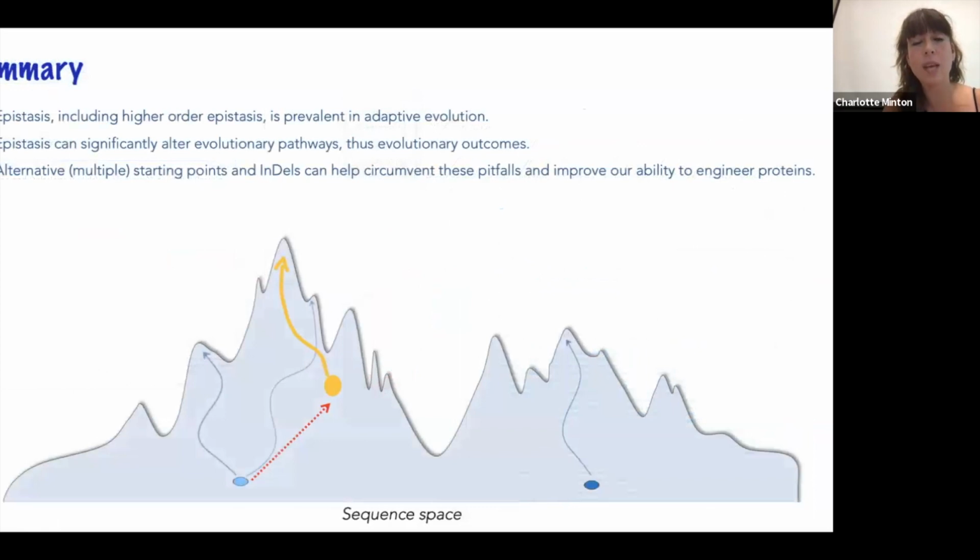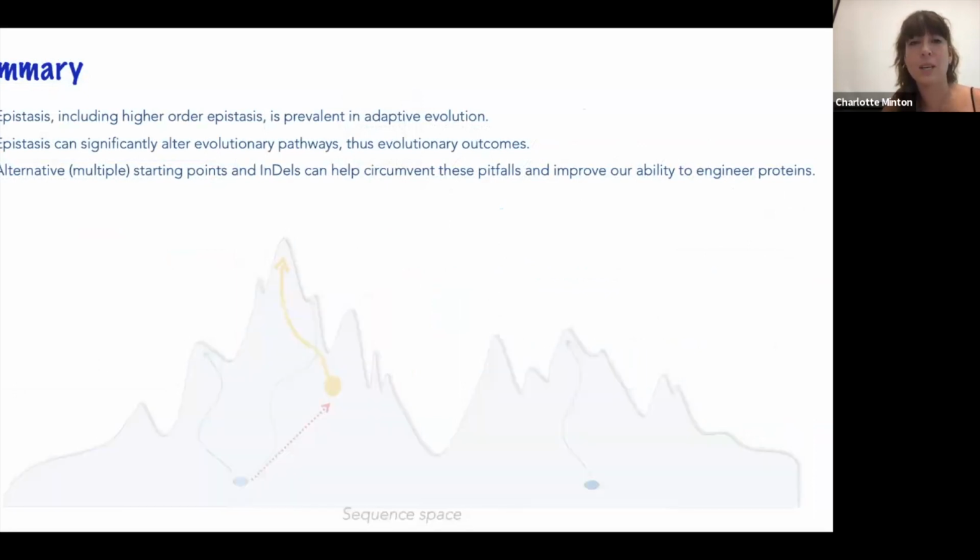And yeah, I hope I convinced you that epistasis and higher order epistasis is prevalent, that it can influence evolutionary pathways and outcome, and that perhaps there are other ways to circumvent these pitfalls.